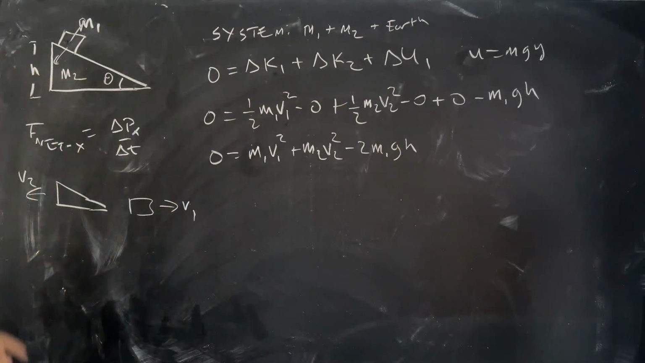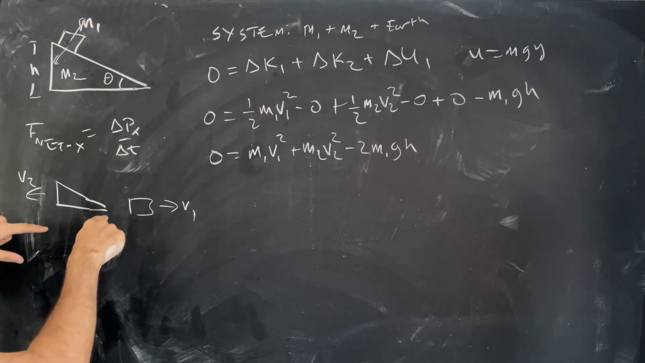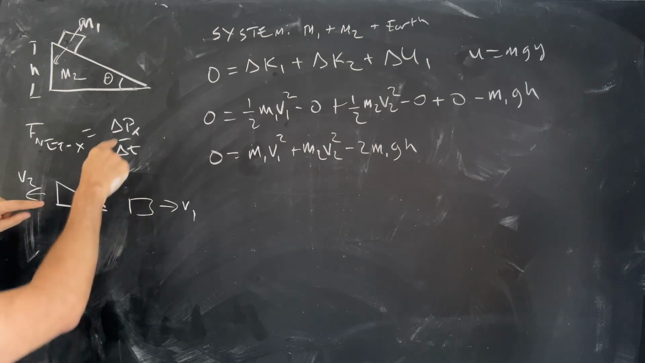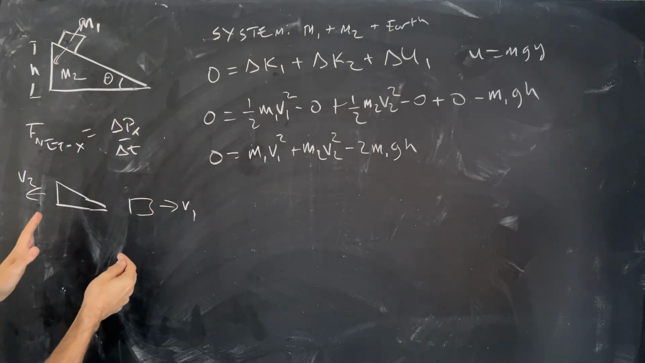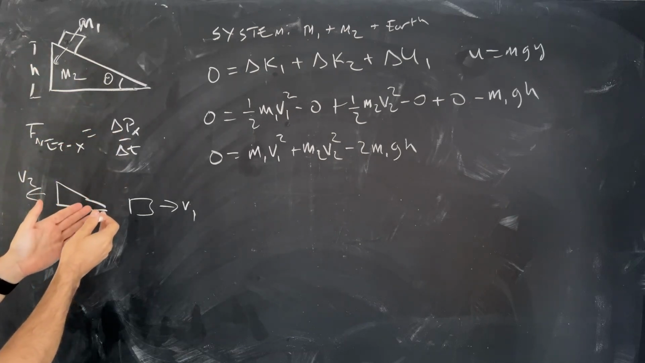So if that's the case, the net force in the x direction is 0, because there are no forces pushing on these blocks. So the change in momentum of the whole thing has to be 0. That means the momentum before, which is 0, has to equal the momentum at the end in the x direction.